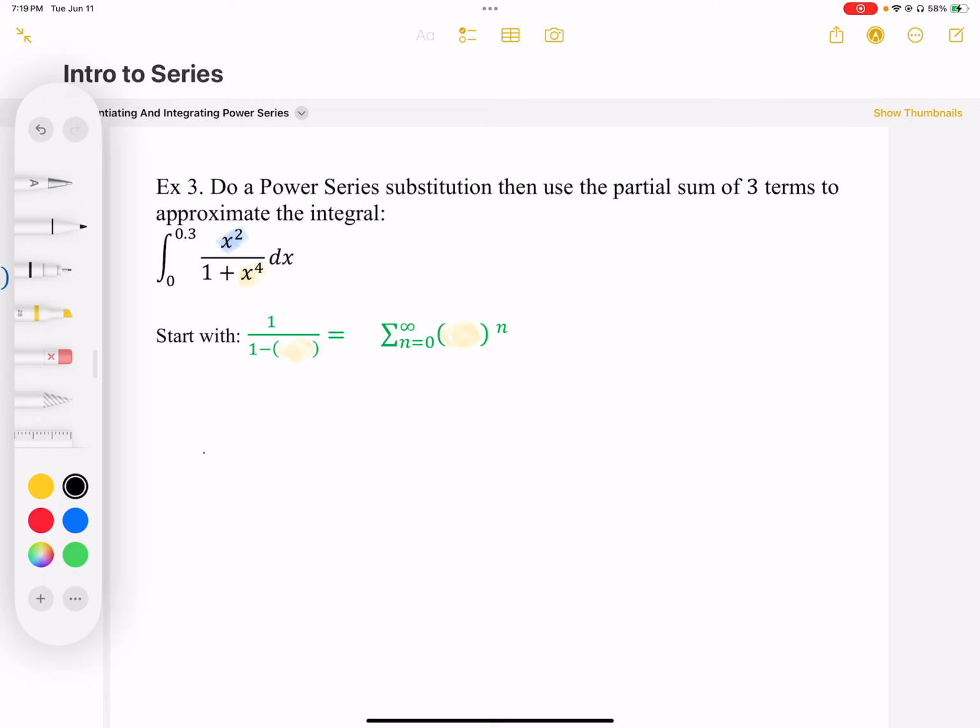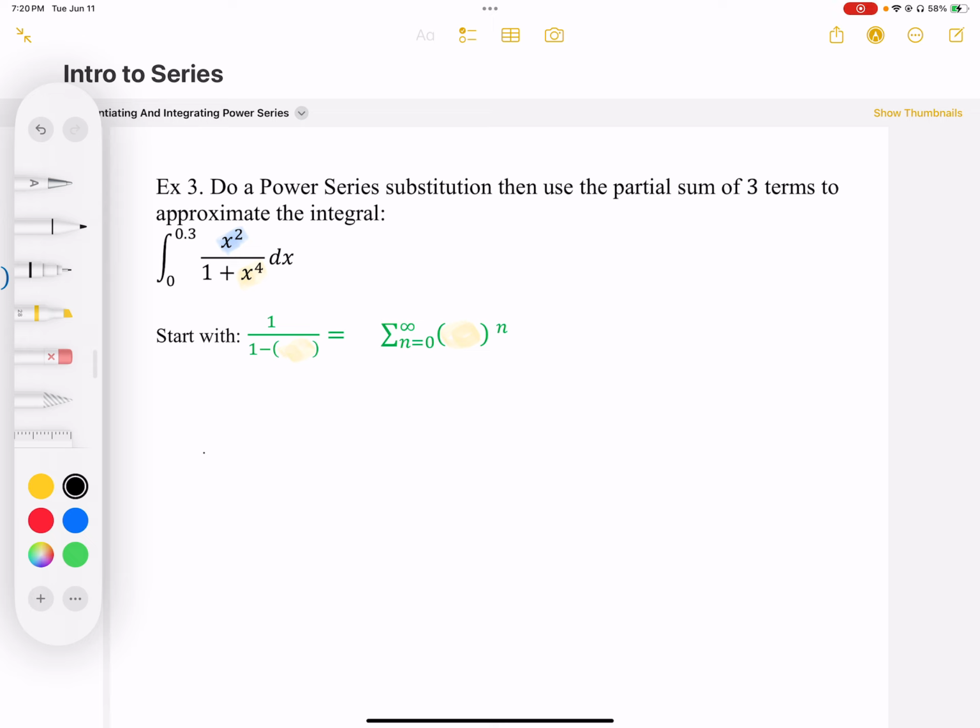Example 3. Do a power series substitution and then use the partial sum of the first three terms of this series to approximate the integral. So the first thing is we're going to look at the term inside the integral, and it's good to recognize that this is really just a power series in disguise.